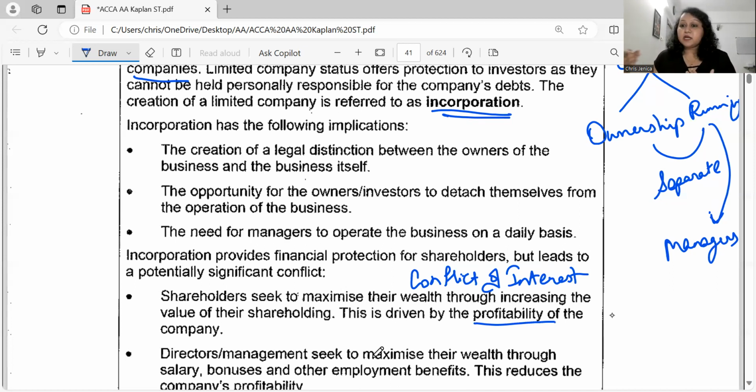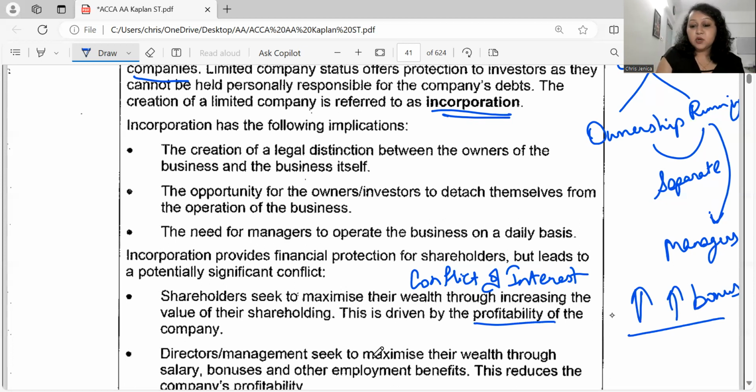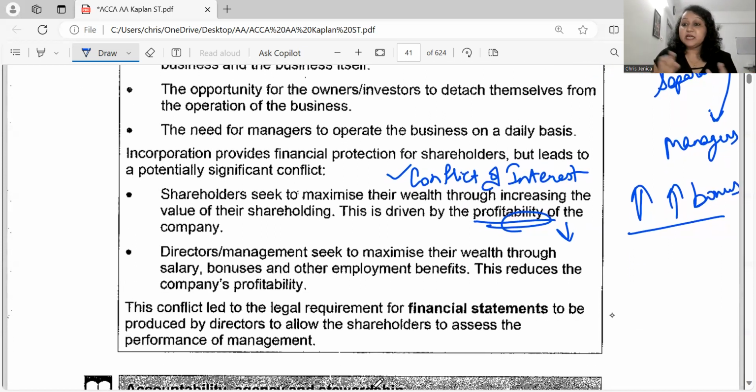At that time, what happens? The company's profitability might go down because you are going to provide higher salaries and higher bonuses. The company's profitability would go down, which is against the interest of the shareholders, right? So, in order to cope with this conflict of interest, we have a legal requirement for the financial statements to be produced by the directors, and it allows the shareholders to assess the management's performance.